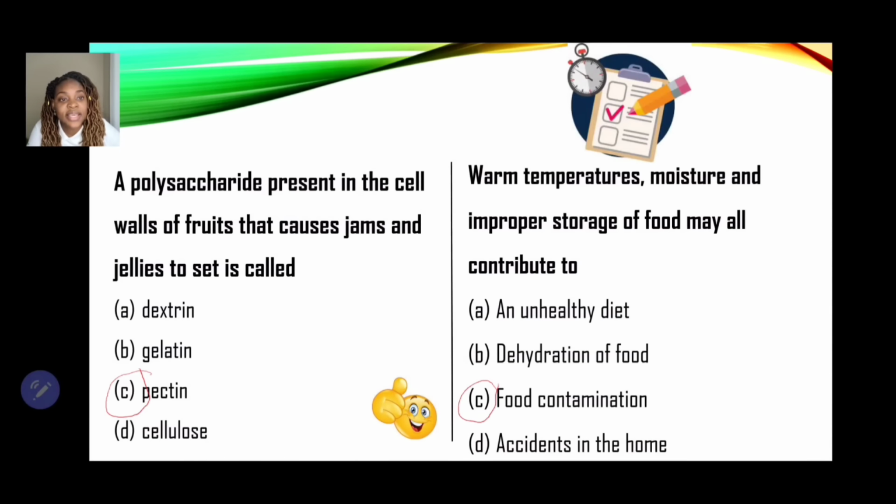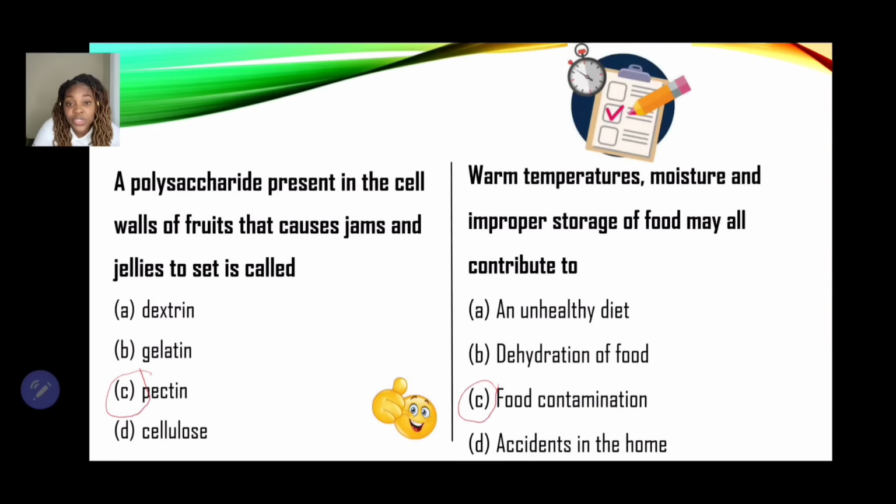Good. As you can see, warm temperatures, especially in the temperature danger zone, moisture, improper storage, all those factors help to contribute. They provide the ideal environment or the ideal surroundings for microorganisms to reproduce. As you know, foods naturally contain microorganisms, especially if they're high risk foods. For instance, with chicken that has salmonella.